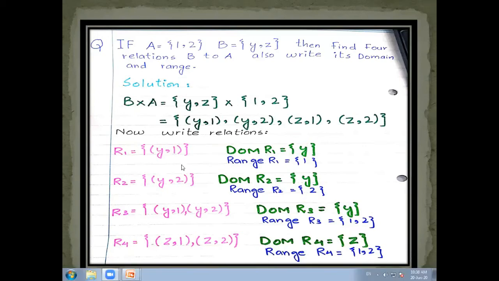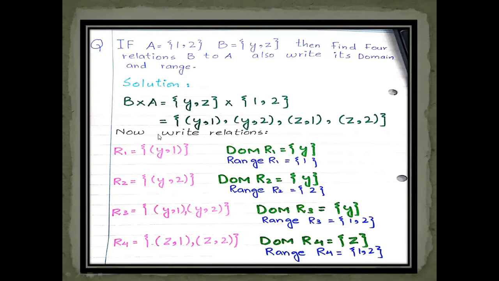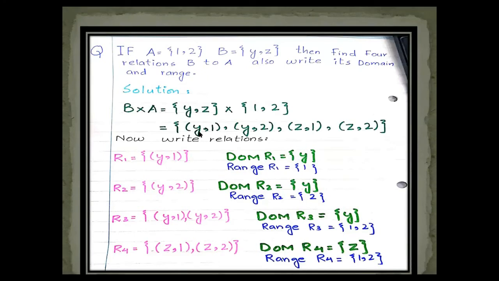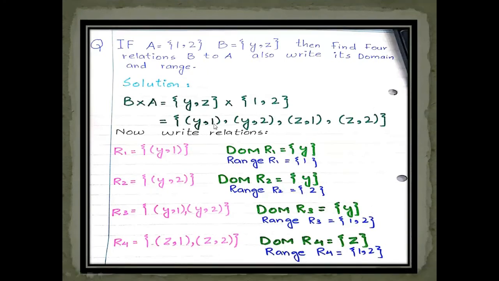Then relation 3, two ordered pairs together, 1y, 2y. Then relation 4, two ordered pairs, 1z, 2z. Okay, these are the relations. Then domain and range.